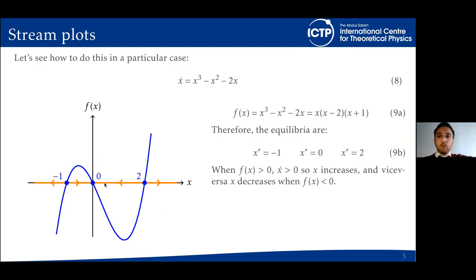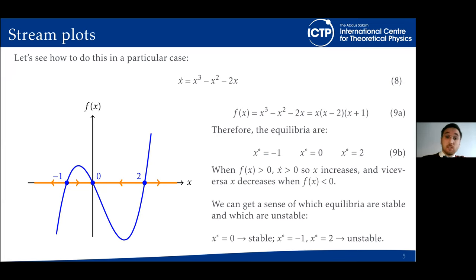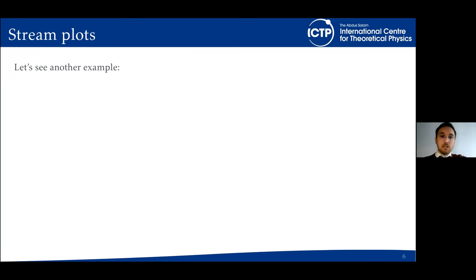And so you can see that by doing this very, very simple drawing, we can already guess which equilibria are stable and which are unstable. In particular, we can guess that this equilibrium here is unstable, because you see that if we take any initial condition that is slightly larger than 2, we will have that this solution basically increases without limit, and something similar happens here if we take an initial condition that is slightly lower than minus one. On the contrary, we see that solutions here are actually going towards the equilibrium in zero. And so we can guess that this equilibrium is stable. Let's see another. Is everything clear here?